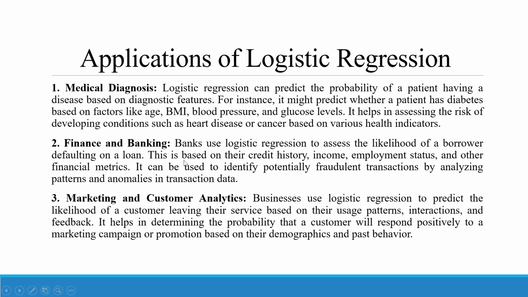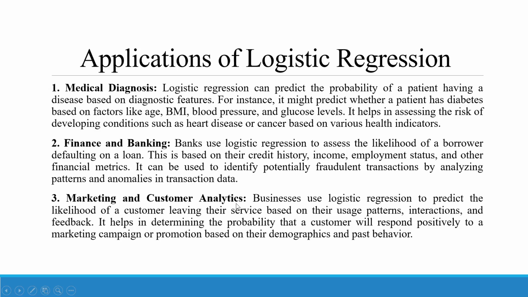Finance and banking. Banks use logistic regression to assess the likelihood of a borrower defaulting on a loan. This is based on their credit history, income, employment status, and other financial metrics. It can be used to identify potentially fraudulent transactions by analyzing patterns and anomalies in transaction data.